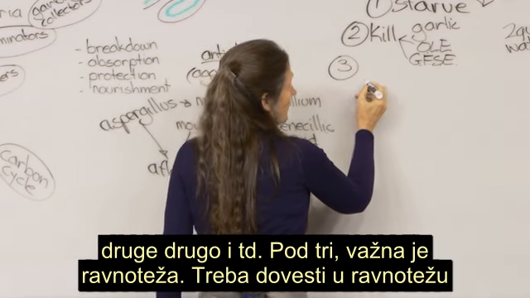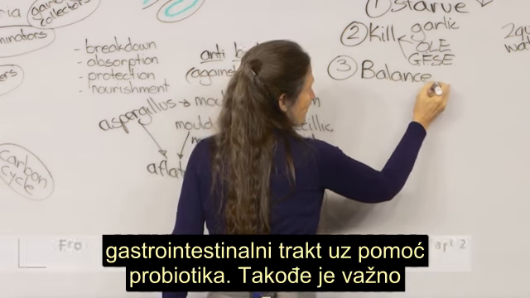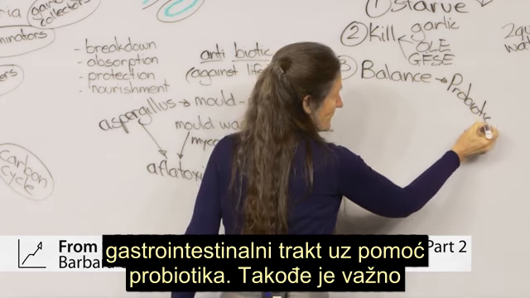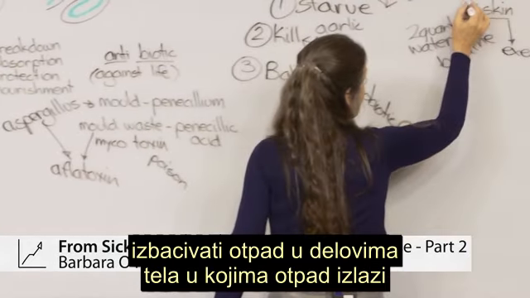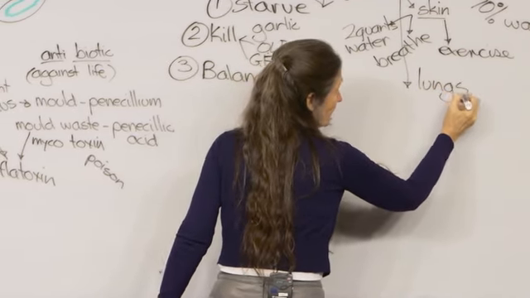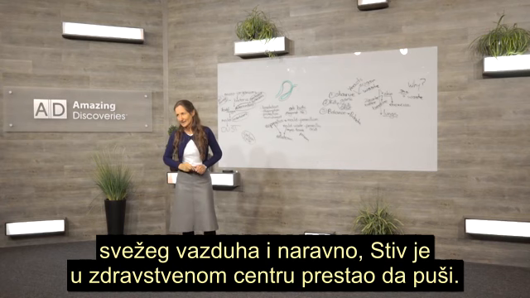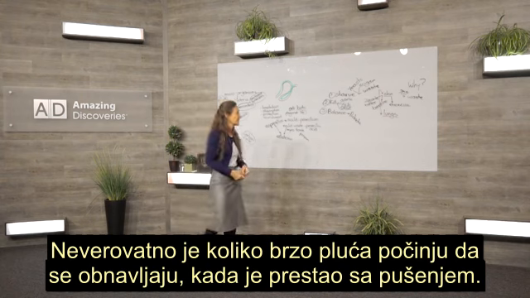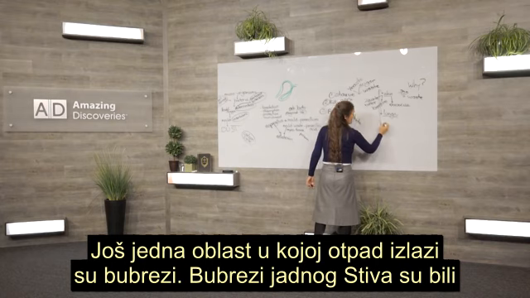Also, number 3 is balance. Bring back the balance in the gastrointestinal tract with the probiotic. But also, getting the waste out, one of the areas where waste comes out of the body is not only the skin, but the lungs. So this is lots of fresh air. And of course, Steve stopped smoking at the health retreat. It's amazing how quickly the lungs start to repair when the cigarettes stopped. Another area waste comes out of the body is the kidneys.